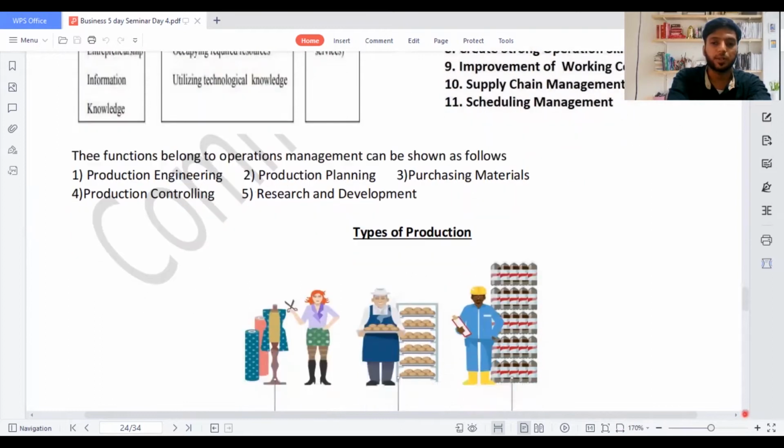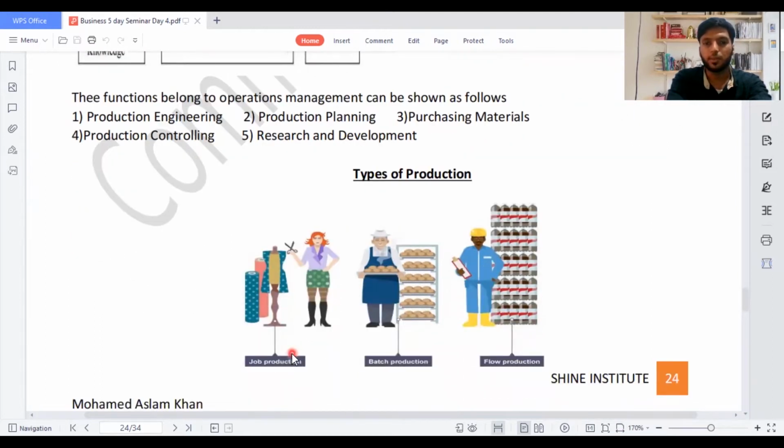Then when it comes to types of production, there are 3 types of production. Let me explain it in an easy way. Number 1 is job production. Number 2, batch. Number 3, flow production. Job production is where you produce one particular product based on individual customer specification. For example, customized clothes come under job production. A customized wedding cake comes under job production. A customized wedding dress comes under job production. A private jet or customized airplane comes under job production.